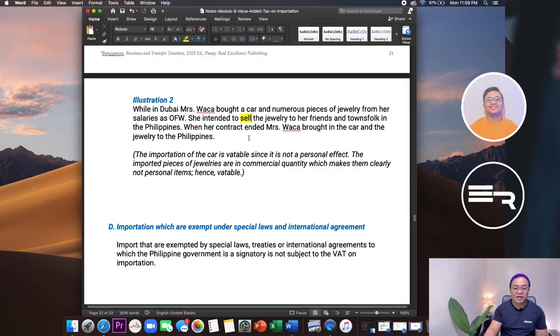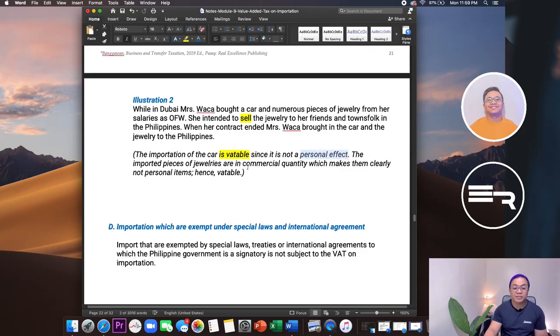So, when her contract ended, umuwi siya sa Philippines. So, importation ng car, of course, automatic yun. Okay, regardless ng purpose niya. Vehicle siya eh, so, taxable agad, since it is not a personal effect.